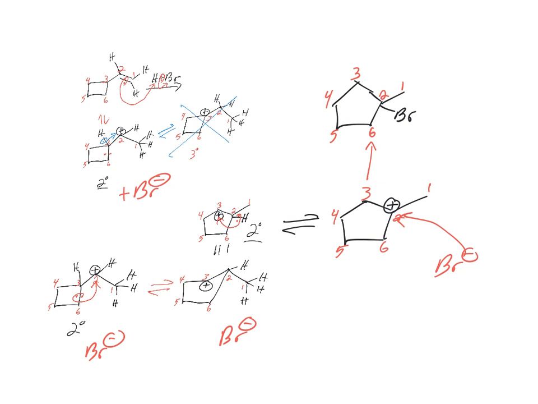Is carbon 2 an asymmetric center? Does it bond to 4 different things? It is not. Right? Methyl and bromine are different, but then 3 and 6 are the same, right? It becomes symmetrical. So you don't need to write plus an enantiomer. As a matter of fact, you don't want to write plus an enantiomer. This is the only product.